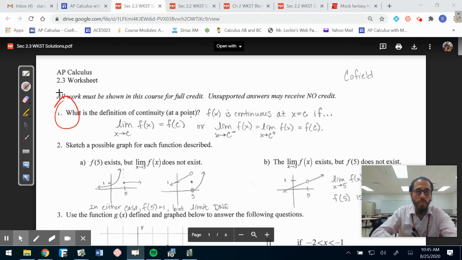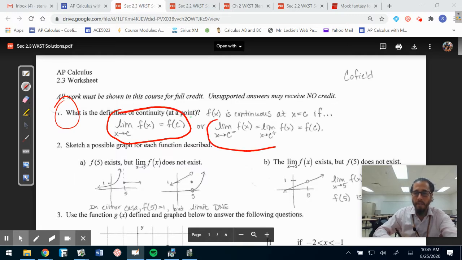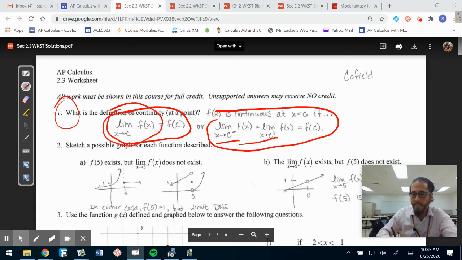First page. What is the definition of continuity at this point? Remember that f of x is going to be continuous at x equals c if this is true or this. Please remember that this means the same thing as this piece here. In essence, you have a limit that goes to the same height from the left and to the right, and then the f of c part means at c we're coloring in that.